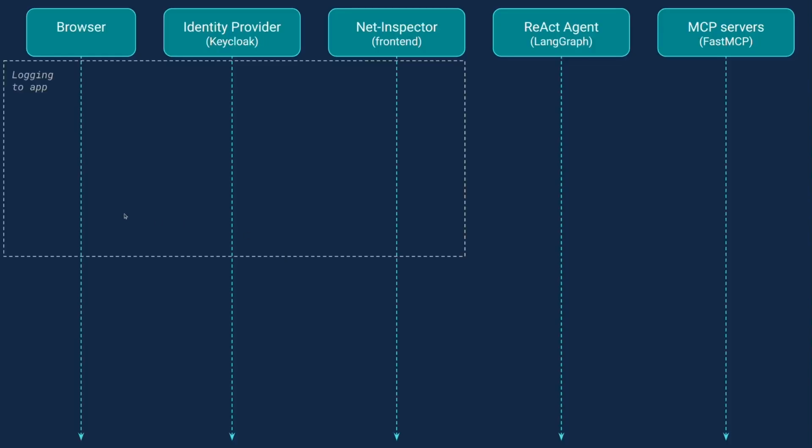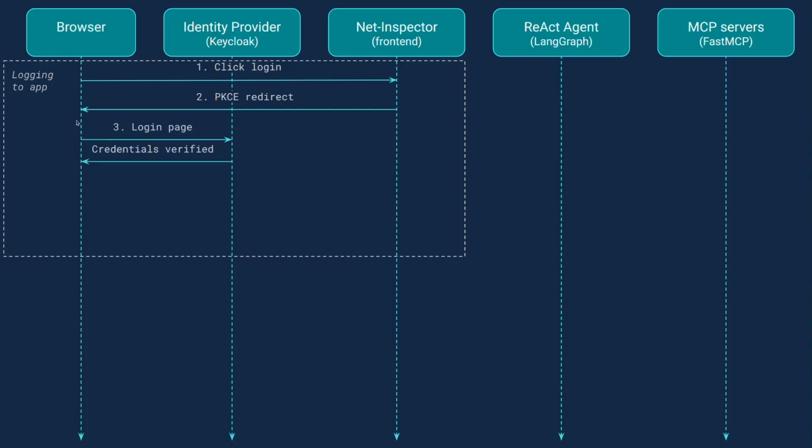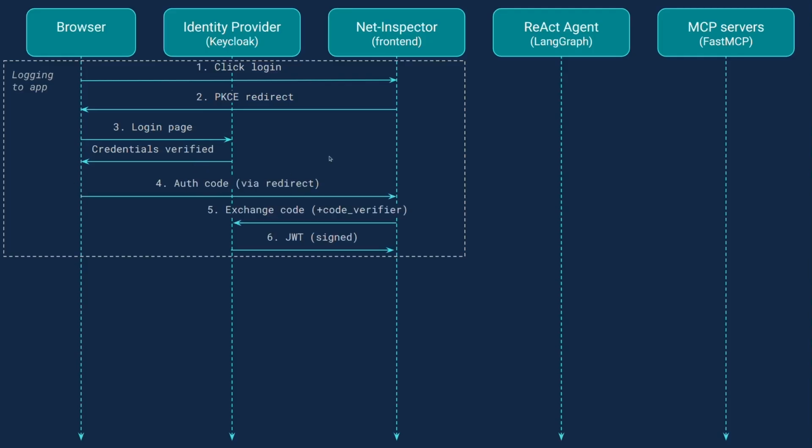How does it look when we open the browser and would like to access our agentic application, which we will call Net Inspector, and click login? We are redirected to our identity provider page where the user can log in. After positive verification, the browser receives the authentication code and redirects again to our application, which exchanges this code with the identity provider, verifies it, and after that receives the JWT token signed by this identity provider for the particular user.